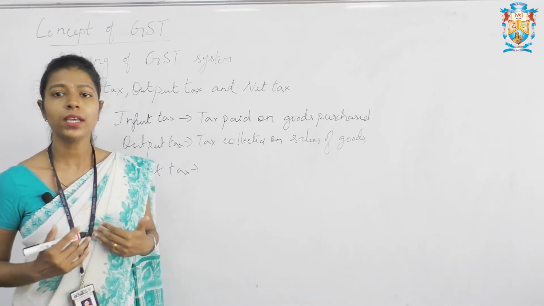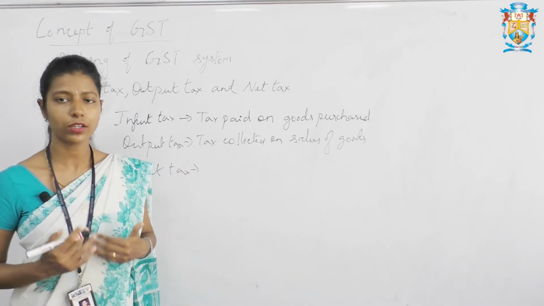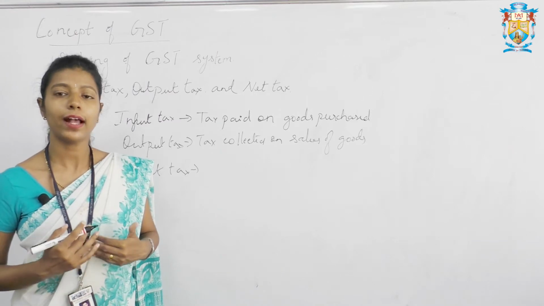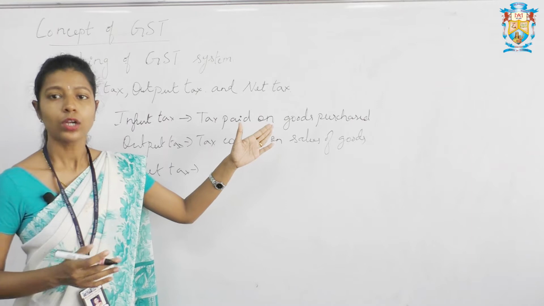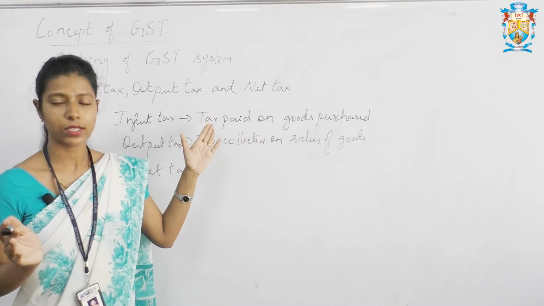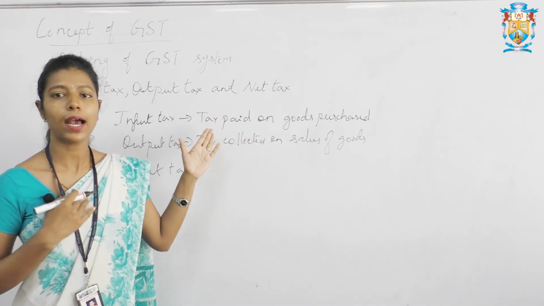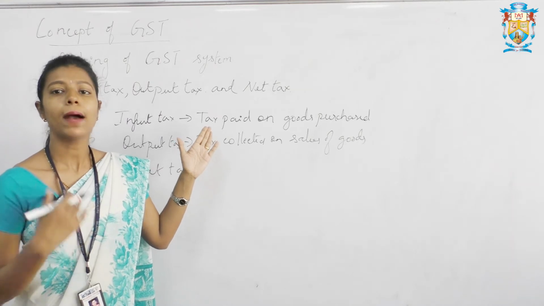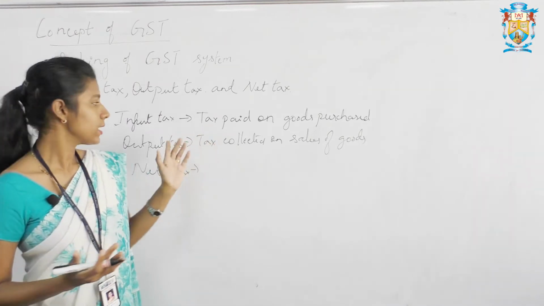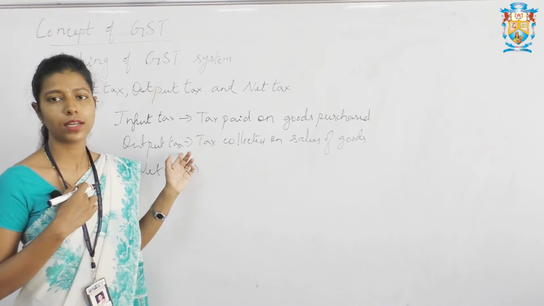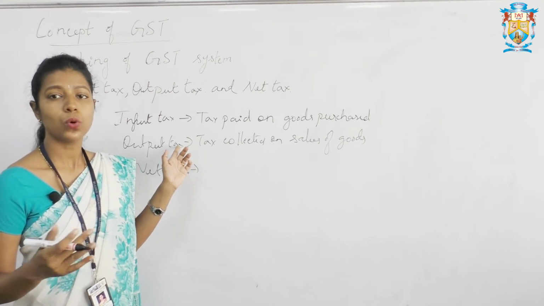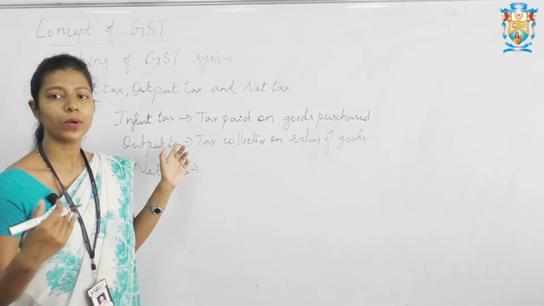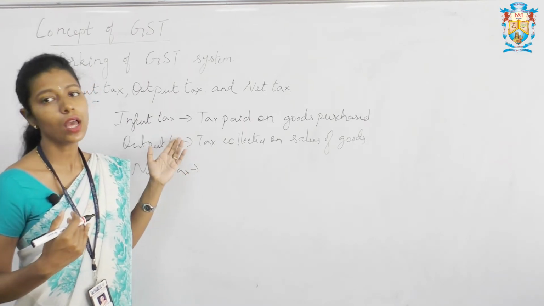Suppose being a buyer, if you are buying a product or goods, along with the amount of the product, if you are paying tax to the seller, it is called input tax. So if I am a buyer and I am paying amount and tax, I am paying input tax to the seller. Same way output tax: if I am a seller and I am selling goods to the purchaser, whatever tax I am collecting on that is called output tax.